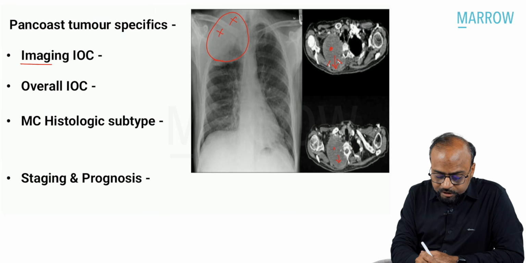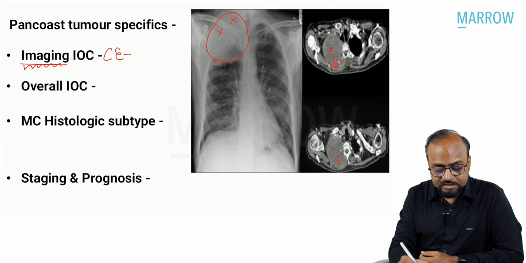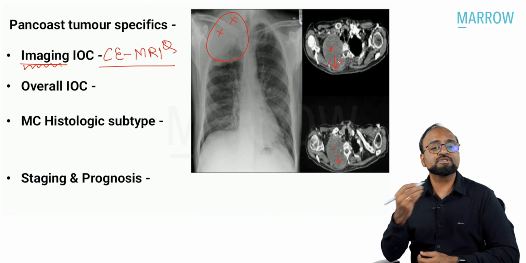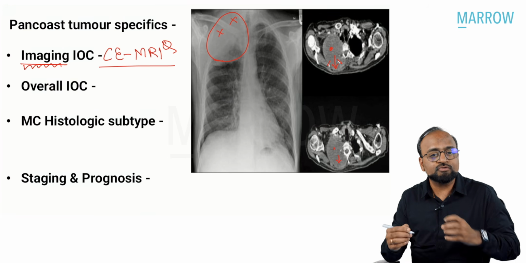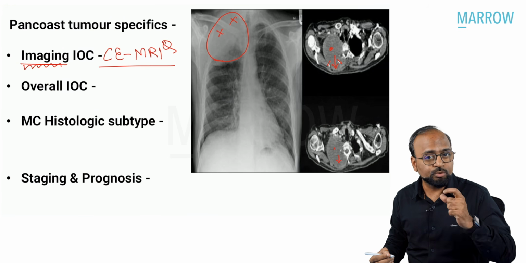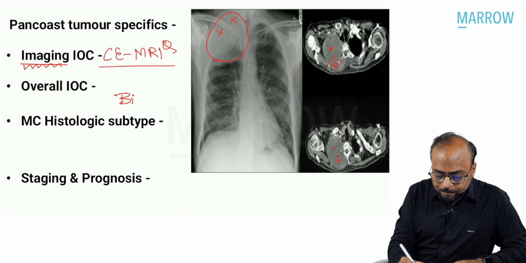What is the overall imaging investigation of choice of Pancoast tumor? As we have discussed, it is ideally a contrast enhanced MRI because an MRI will show us the neural invasion better. If they ask you the overall investigation of choice, then it is the investigation which is going to give you a histopathological diagnosis. So it is going to be a biopsy.